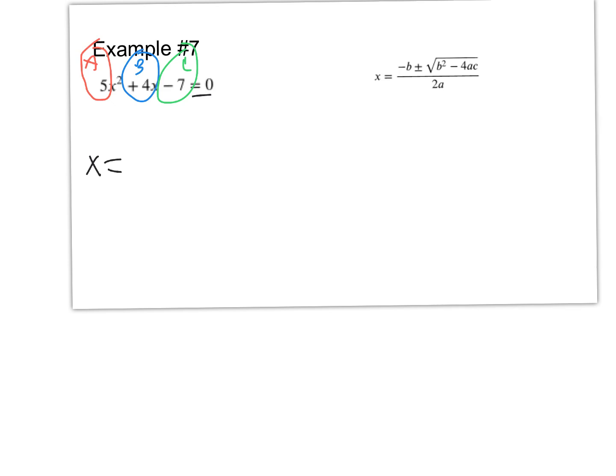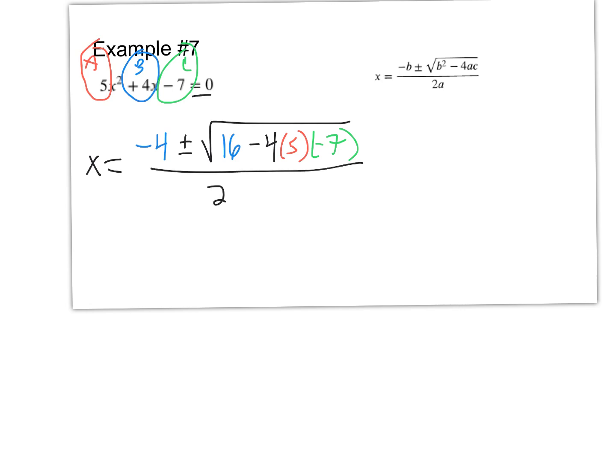x equals negative b, so positive 4 is negative 4, plus or minus radical b squared. 4 squared is 16, minus 4 times a, which is 5, times c, which is negative 7, all over 2a, or 2 times 5.